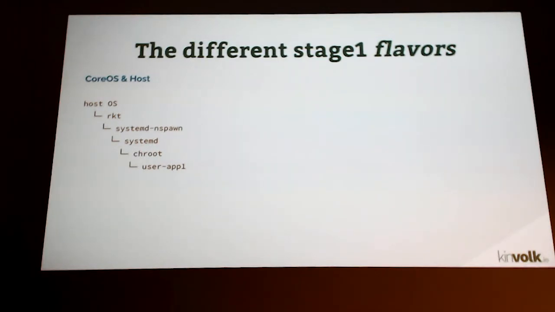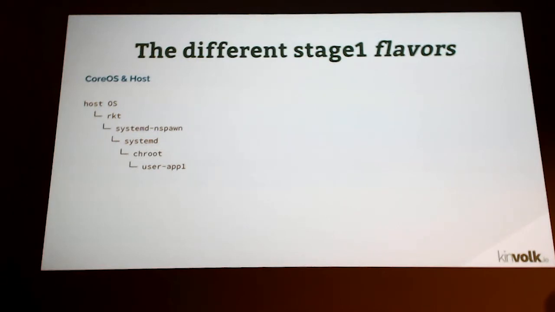However, if you install this from your distribution, then you'll probably be getting the host flavor. The host flavor just means that it uses the tools that are already provided on your system. So Fedora, Debian will be using that. And as you can see here, you have your operating system, then you have Rocket, and then Rocket will start the container, and it uses systemd and spawn to do that, to set up the namespaces, the C groups, all that.